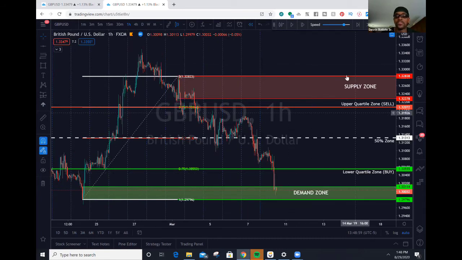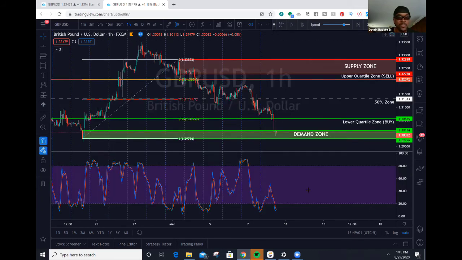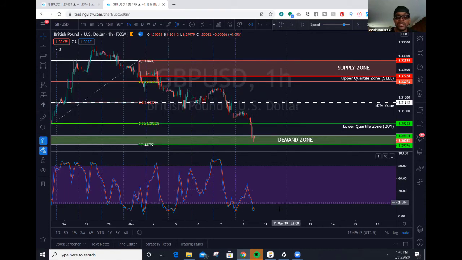And also to help, what I do is I use the stochastic. So now I look at my stochastic. Stochastic here is oversold, right? So now that tells me that buys should be coming in soon. It doesn't necessarily mean that buys are coming in right now. It just means that they're going to come in soon. Okay, so now let's watch.